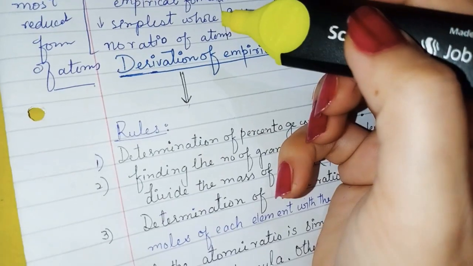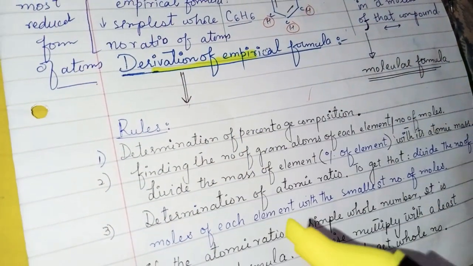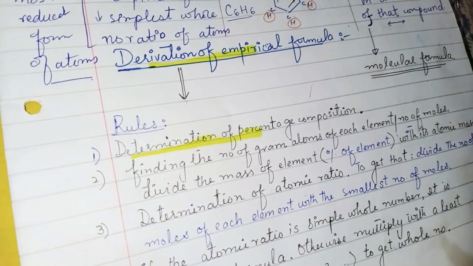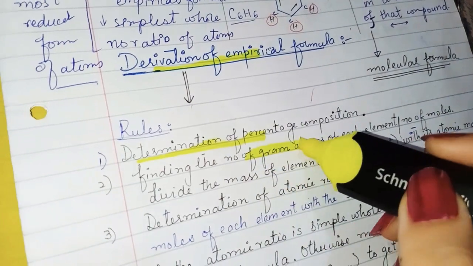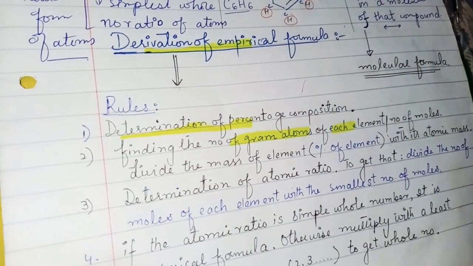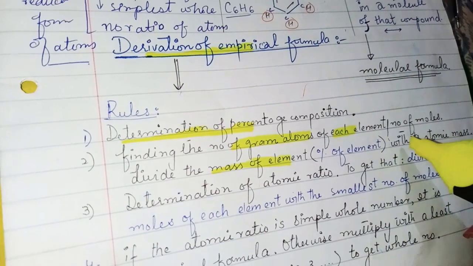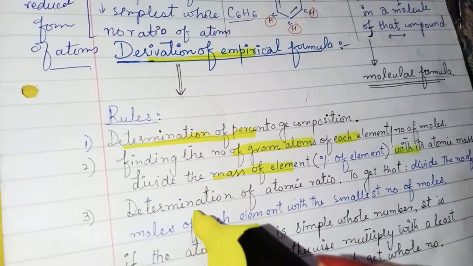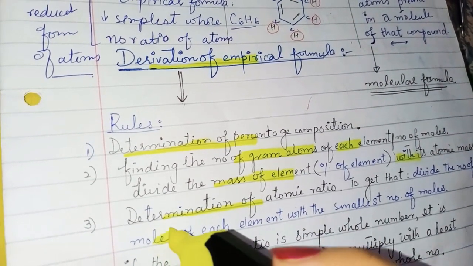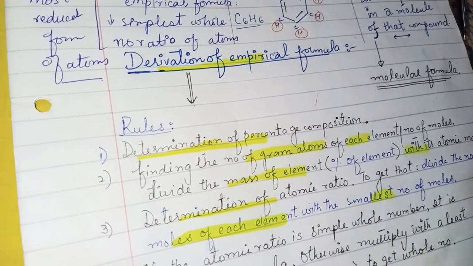First of all, in order to find the empirical formula, you need to know different steps. Rule number one, you have to determine the percentage composition, and you have to find the number of gram atoms, or you can say the number of moles of each element. For this purpose, you have to divide the mass of that element, which is given in percentage composition, by its own atomic mass. And third, you have to determine the atomic ratio, and to get that, divide the number of moles of each atom by the smallest number of moles.